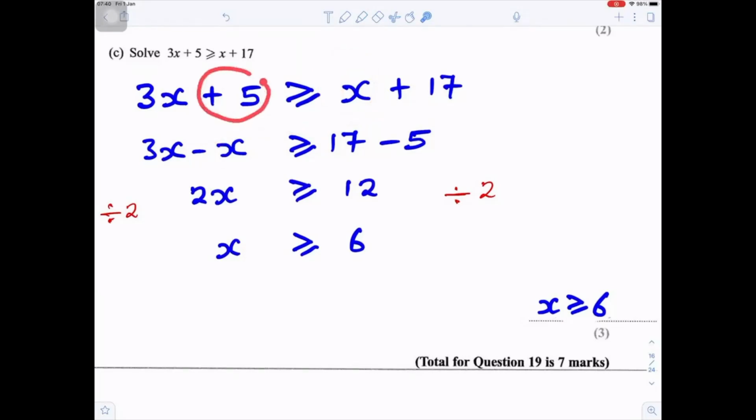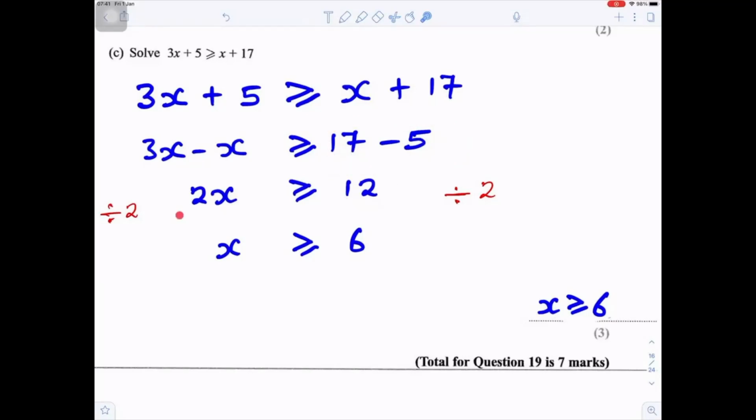We have a plus 5 on the left hand side. We take the plus 5 to the right side, it becomes a minus 5. So now we've got x on the left and numbers on the right hand side. 3x minus x is like 3x minus 1x. We don't write the 1. It becomes 2x. On the right, 17 take away 5 becomes 12.